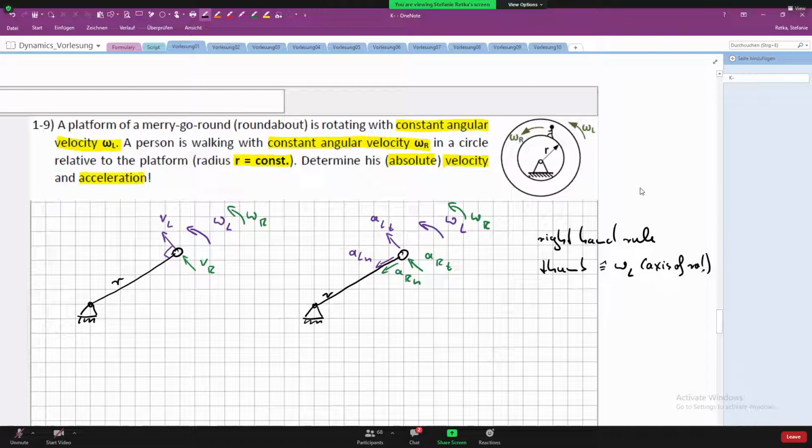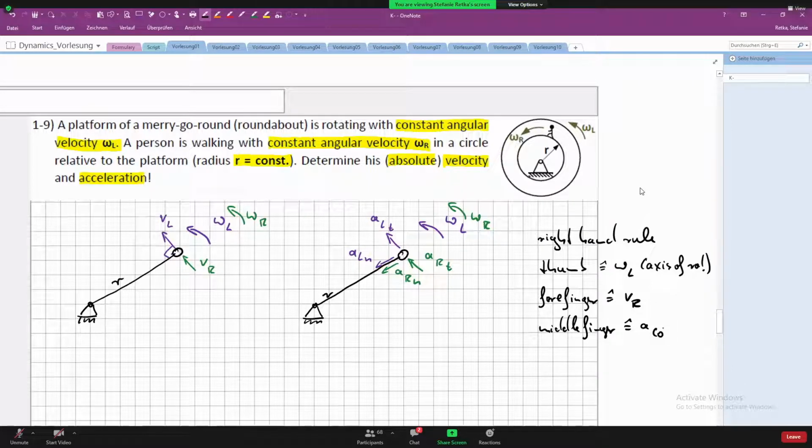Then your forefinger corresponds to the direction of the relative velocity. Forefinger corresponds to the direction of the relative velocity. And then the middle finger corresponds to perhaps the Coriolis acceleration. So the middle finger gives you the Coriolis acceleration.